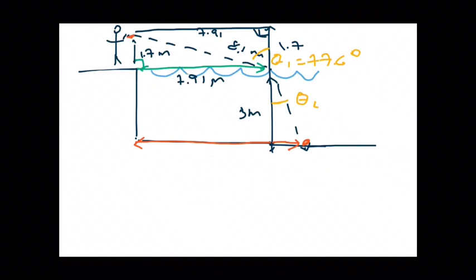Alright, so the next step is finding theta 2. Now I'm going to use Snell's law. We're not going to use any more trigonometry now. We're going to use something called Snell's law. After all, we are shooting a laser beam. The title of the video is Snell's law, so let's use it now.